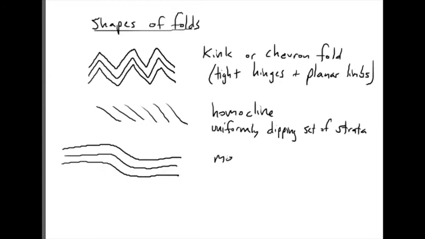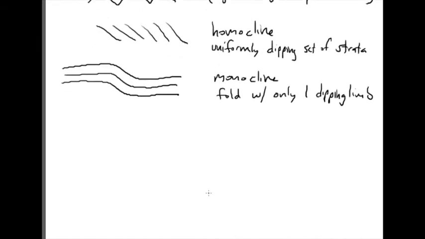So a monocline is a fold with only one dipping limb. Often monoclines, the scale of this could be a kilometer. These can be very large.